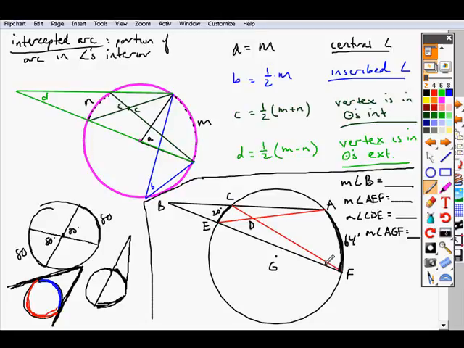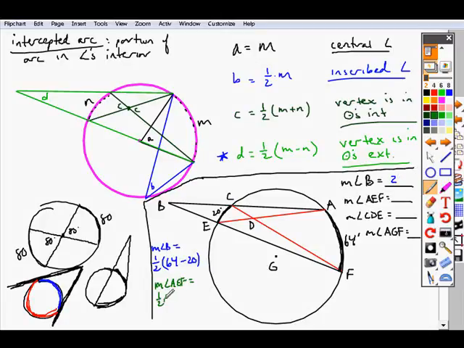So let's go ahead and we can start talking through them a little bit. So angle B is this case right here. Angle B has a vertex in the exterior. So the measure of angle B is going to be 1/2 the difference of the arcs that are intercepted. So we take the bigger one, 64 minus 20. So what is 64 minus 20? 44 divided in half is 22. So we get angle B to be 22.